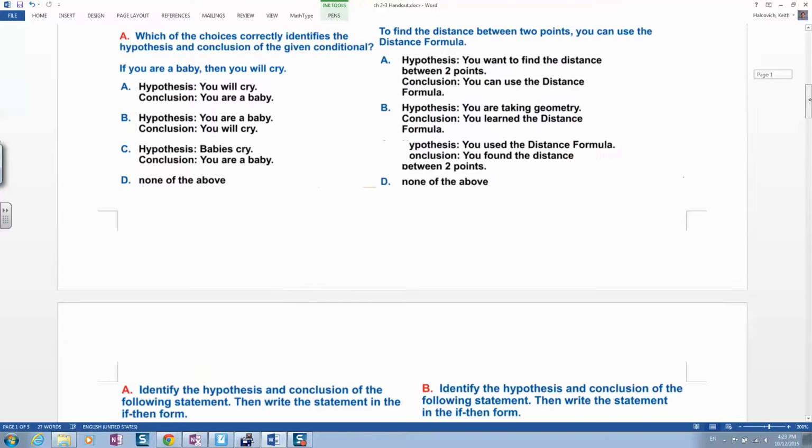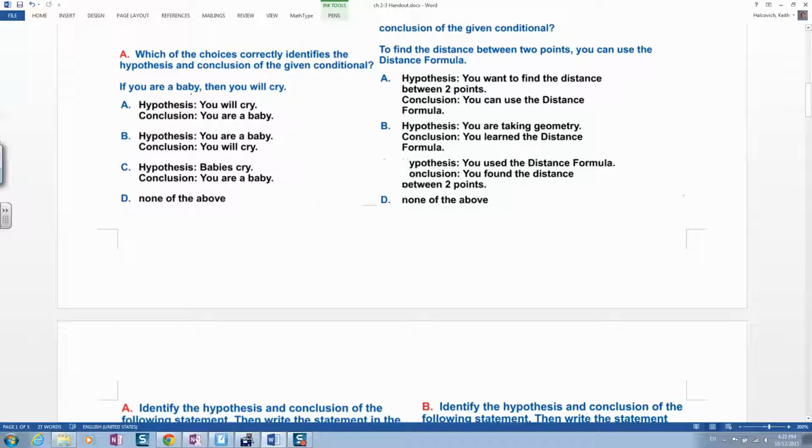All right. Next statement: if you are a baby, then you will cry. You are a baby is the hypothesis. The conclusion is you will cry. And that will be B.